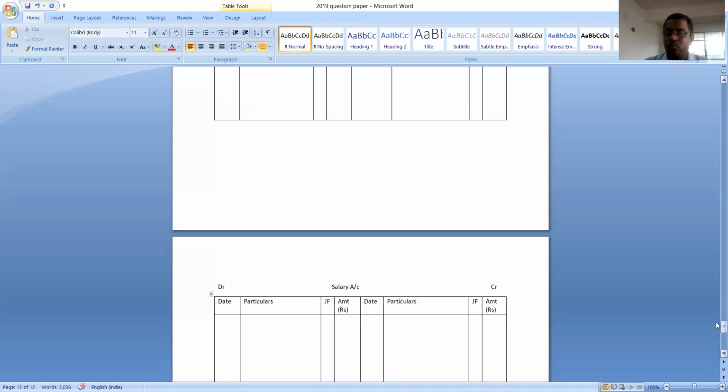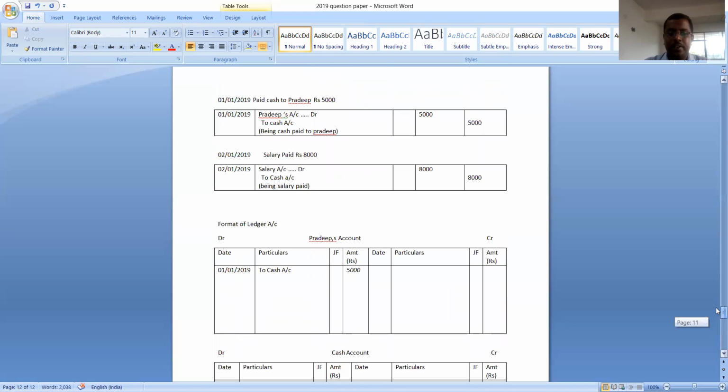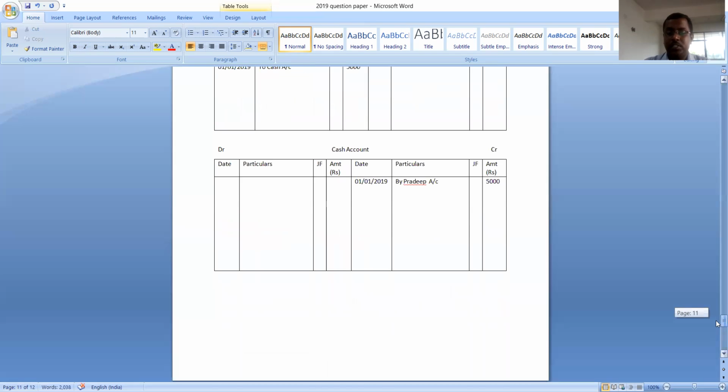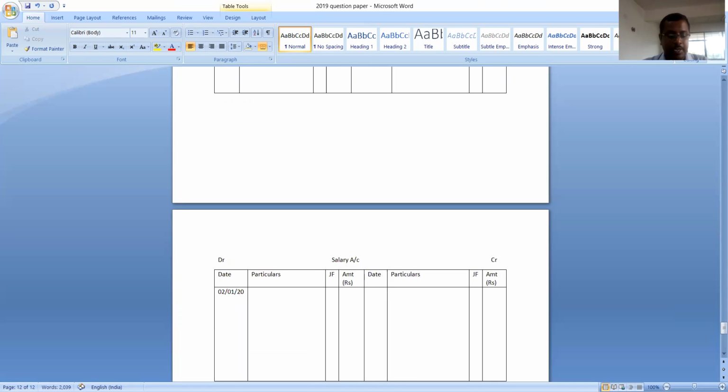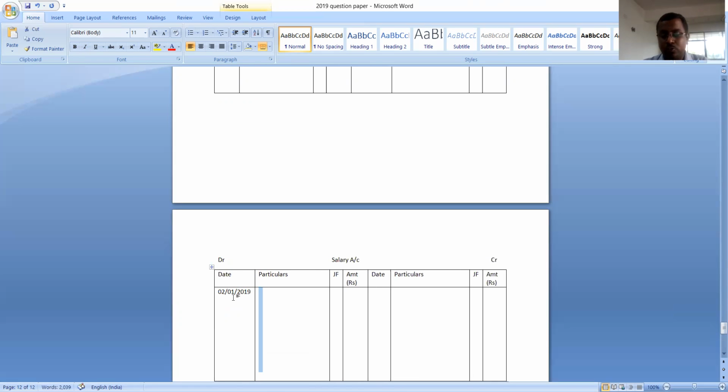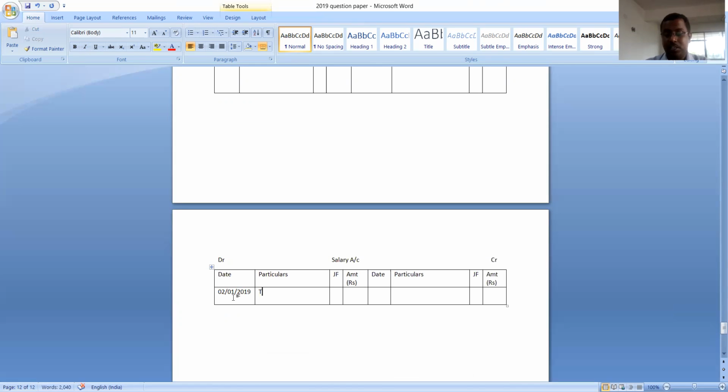Now move to the journal entry. What is the journal entry? Salary account debit. The salary account is debited, so search here for the salary account. Yes, the salary account is here. It is debited, so move to the debit side of the salary account. Write down the date, 2nd January 2019. In the particulars column, what should you write? You should write the name of the account that is credited. Which account is credited? The cash account is credited.